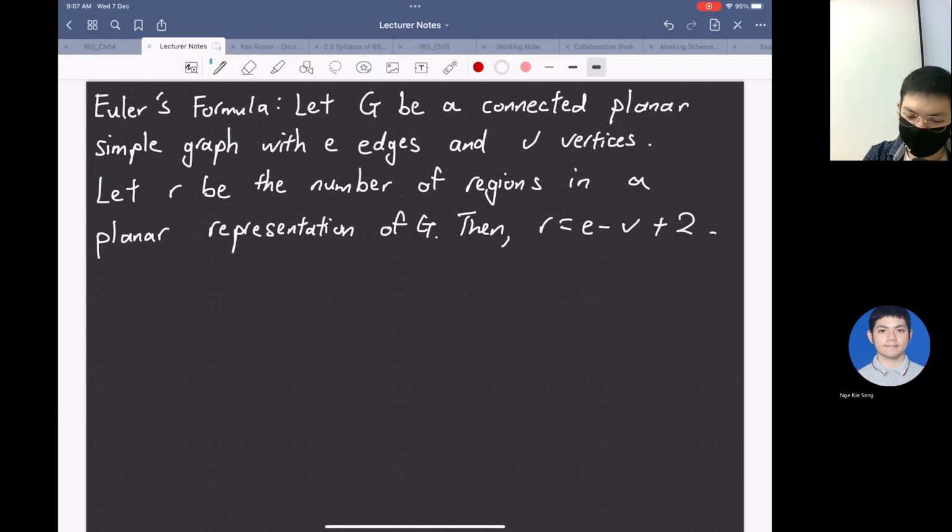So you can see that, since you learn more maths, let me tell you something. A vertex is a dot. An edge is a line. A region is some region bounding some area.